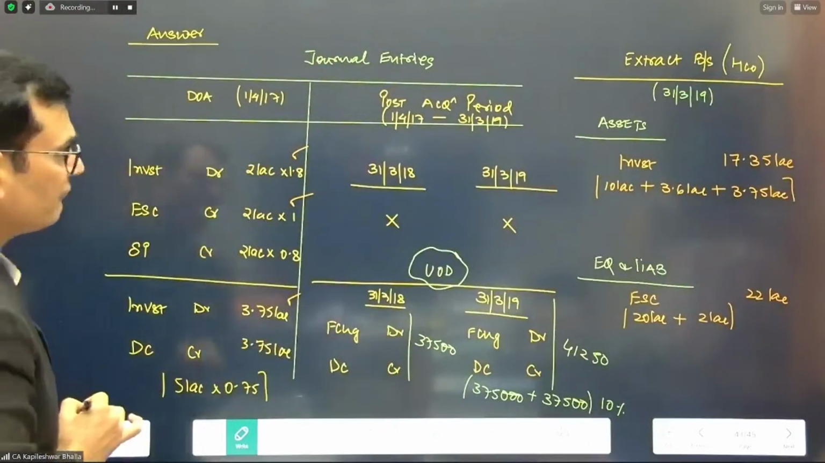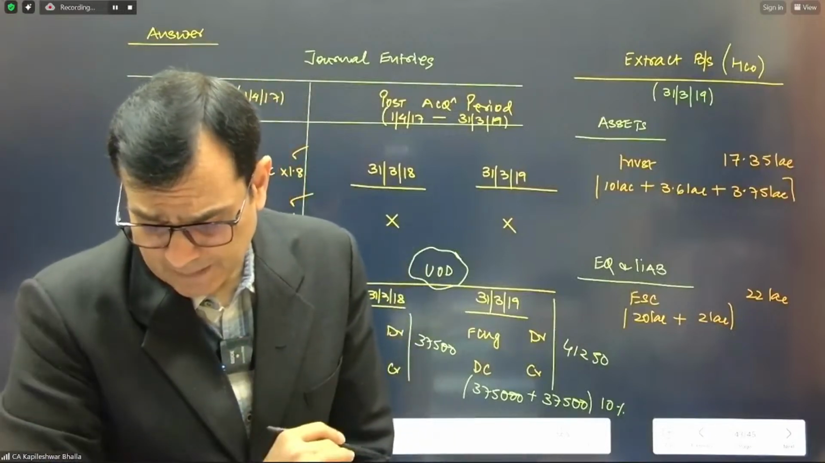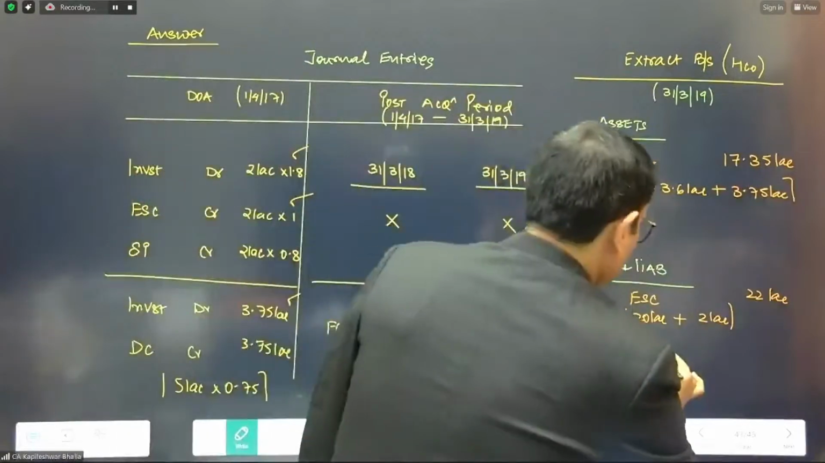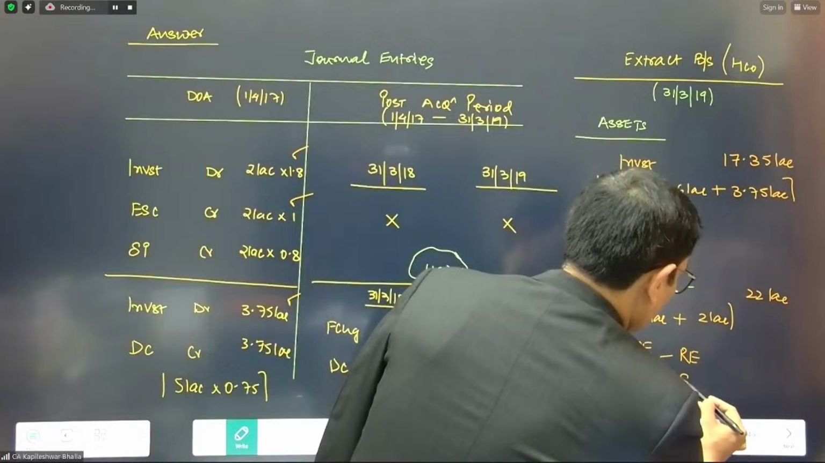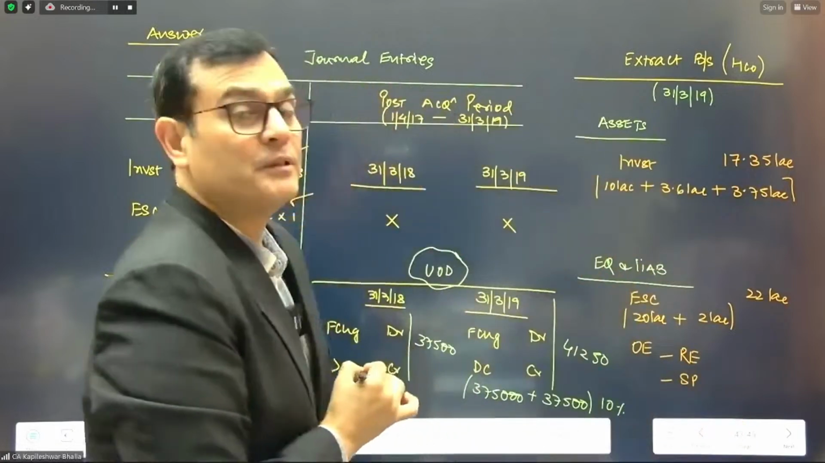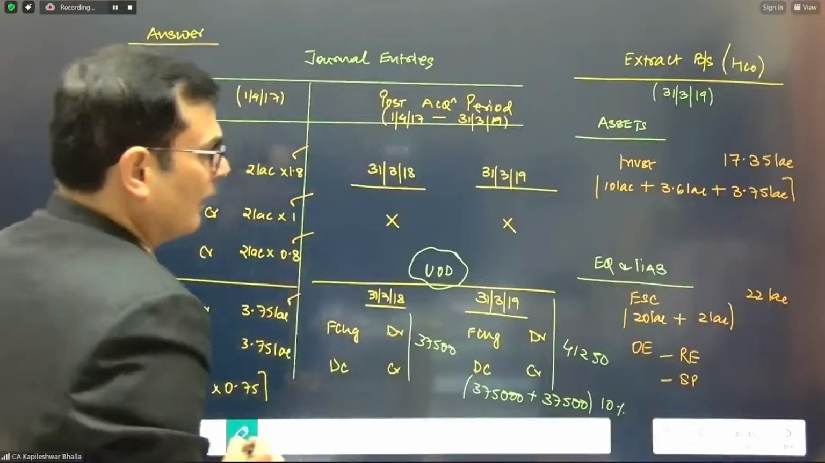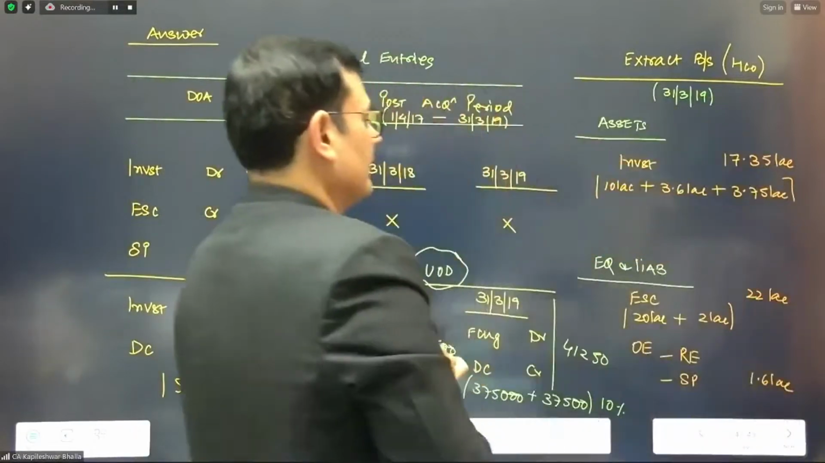Next, we also have the inputs in terms of other equity. So in the balance sheet, we are given retained earnings. So in terms of other equity, there is retained earnings. Let's also consider security premium as well. So security premium works out at 1.6 lakhs. That was not there earlier.